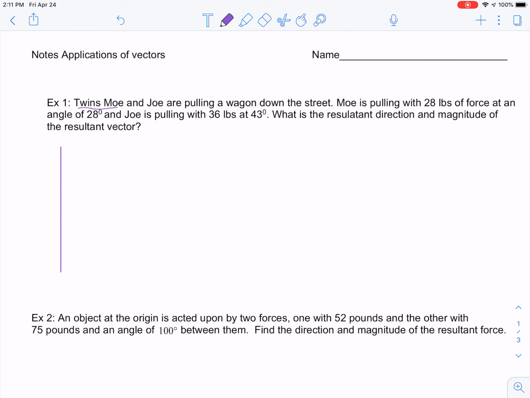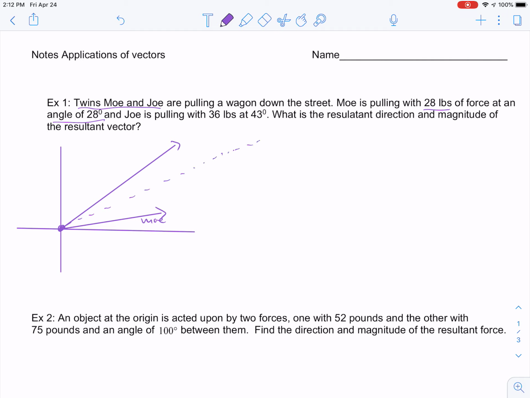So twins Mo and Joe are pulling a wagon down the street. Mo's pulling with 28 pounds of force at a 28-degree angle. So that would look something like this. That might be Mo. And then Joe's pulling with 36 pounds of force at 43 degrees, so a little higher and more force, so it might look something like this. Well, you can imagine if there's an object here, where it's going to go is really somewhere in the middle.